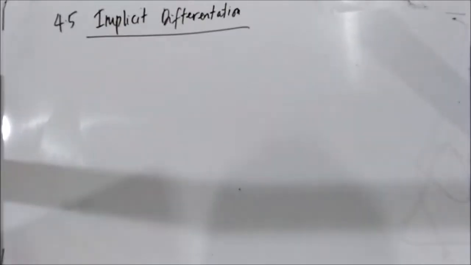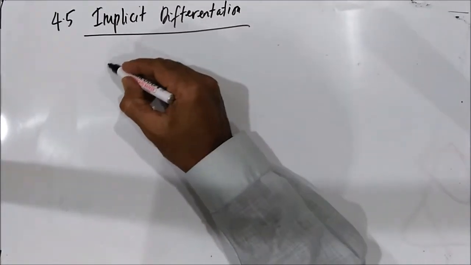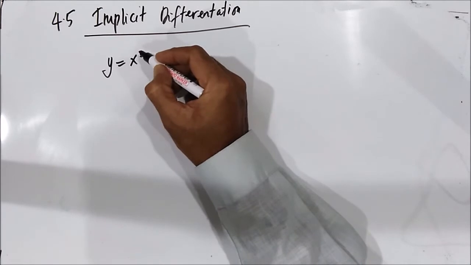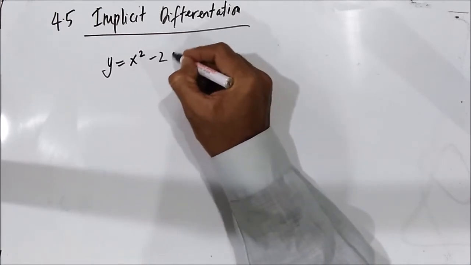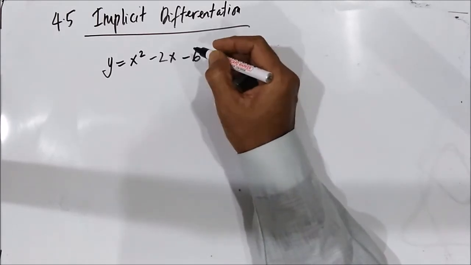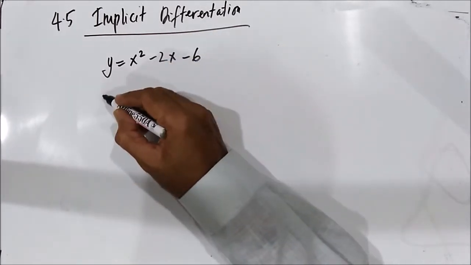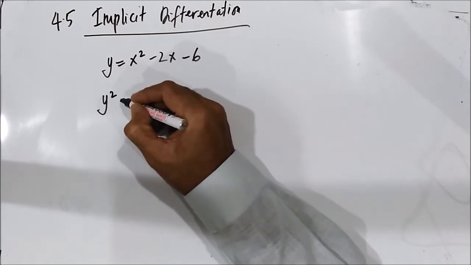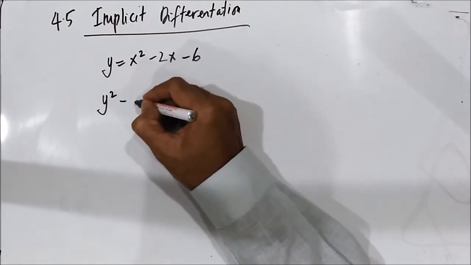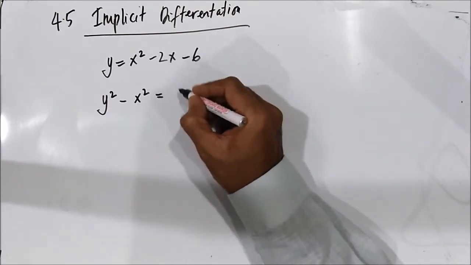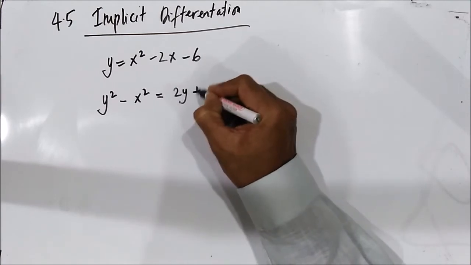Now, let's have a look at one example here. We have y equal to x squared minus 2x minus 6, and the other one we have y squared minus x squared equal to 2y plus 7.